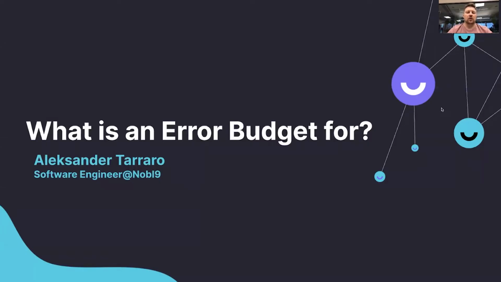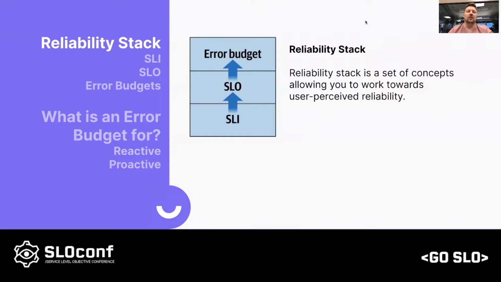In this talk, I'll try to answer the question, what is an error budget for? This talk is a part of SLO fundamentals path, which is a great introduction to the topic. Firstly, I briefly introduce you to building blocks of something that is called reliability stack. That is SLI, SLO, and error budgets. Once we're done, I'll try to answer the main question.